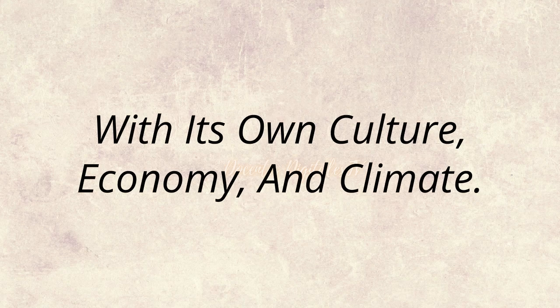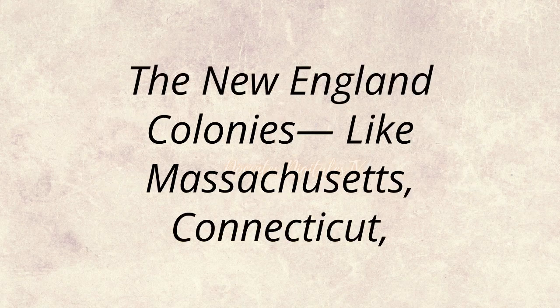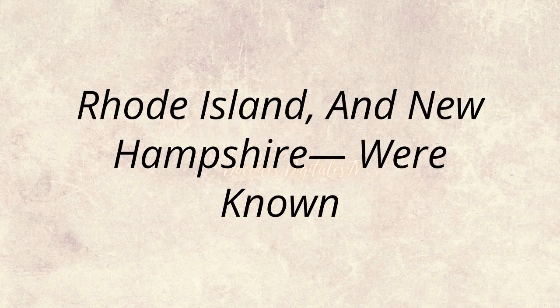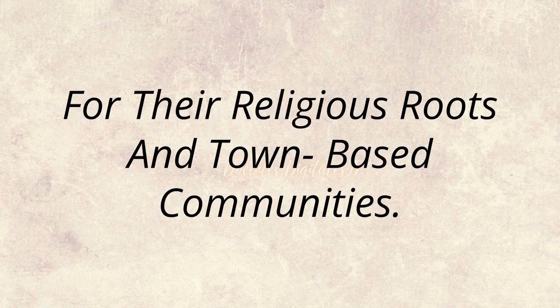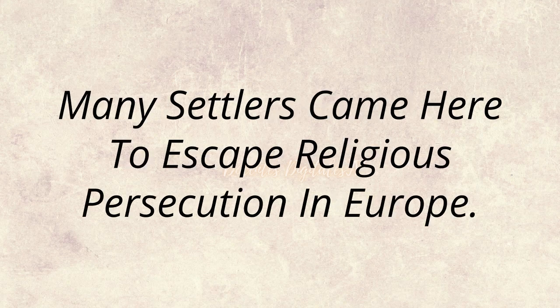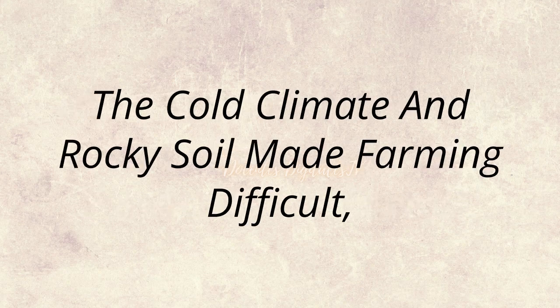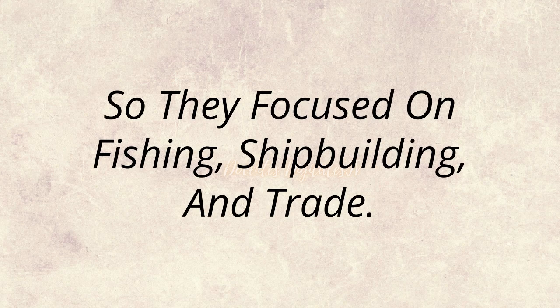and climate. The New England colonies, like Massachusetts, Connecticut, Rhode Island, and New Hampshire, were known for their religious roots and town-based communities. Many settlers came here to escape religious persecution in Europe. The cold climate and rocky soil made farming difficult, so they focused on fishing, shipbuilding, and trade.